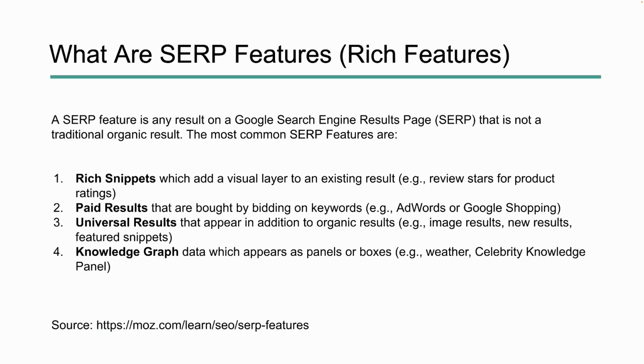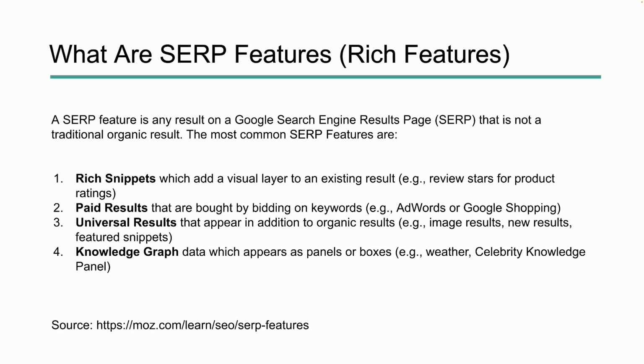What are SERP features? These are also referred to as rich features, and it's a result on Google that is not one of those traditional organic results. There's a number of these SERP features today, and some of the most prevalent or the most common ones are things like rich snippets, paid results, universal results, or knowledge graph.